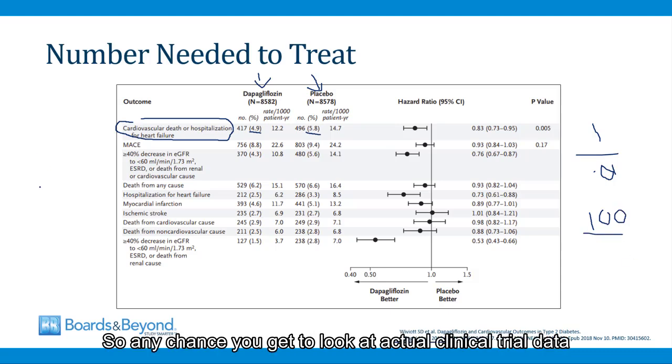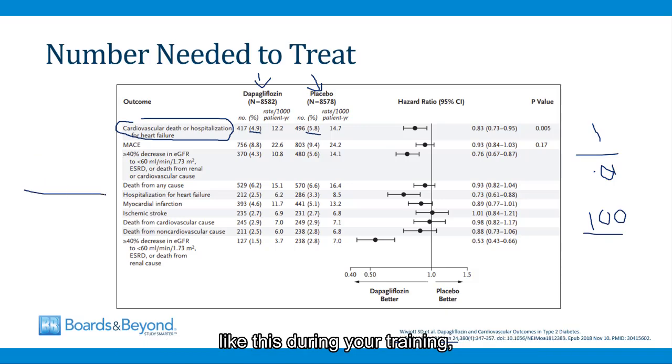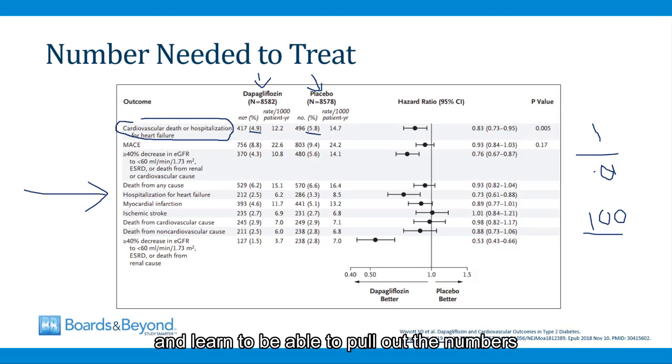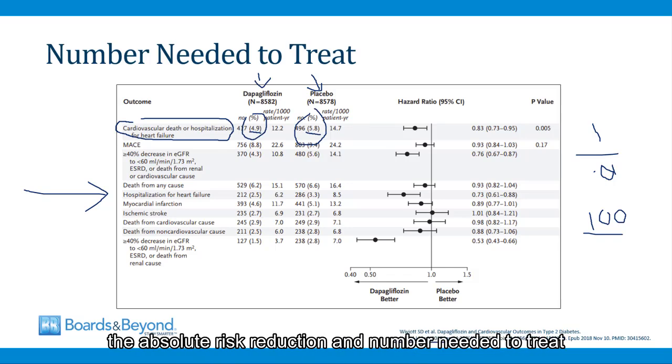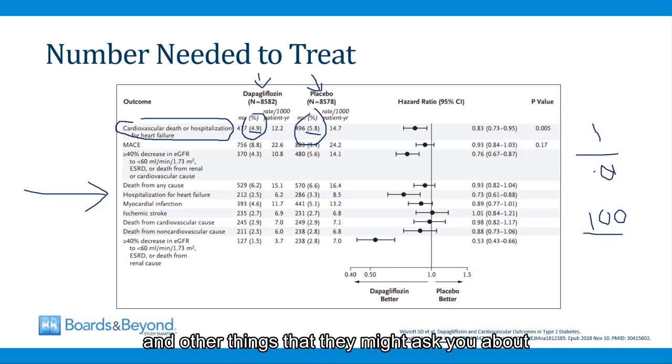So any chance you get to look at actual clinical trial data like this during your training, you should take advantage of that and learn to be able to pull out the numbers from dense slides like this so that you can identify the absolute risk reduction, number needed to treat, and other things that they might ask you about in your board exams.